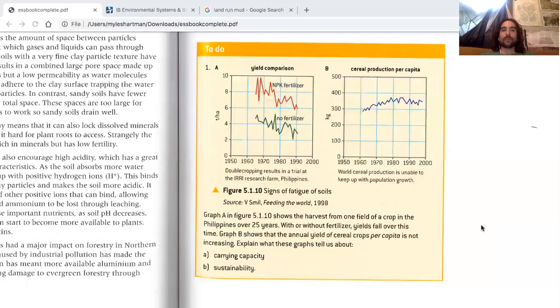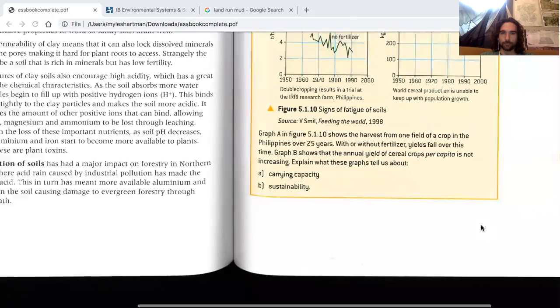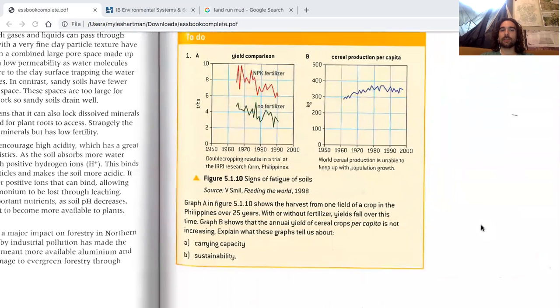So for this, I'm just going to look at this first page. I'm not going to go into question two. You can if you want to, but really the point that I want to get across happens in these two graphs here. So if we look at this figure here, what we're seeing is graph A right here shows the harvest from one field of crop in the Philippines over 25 years. So it looks like it starts in, what, like 1965, goes to 90.